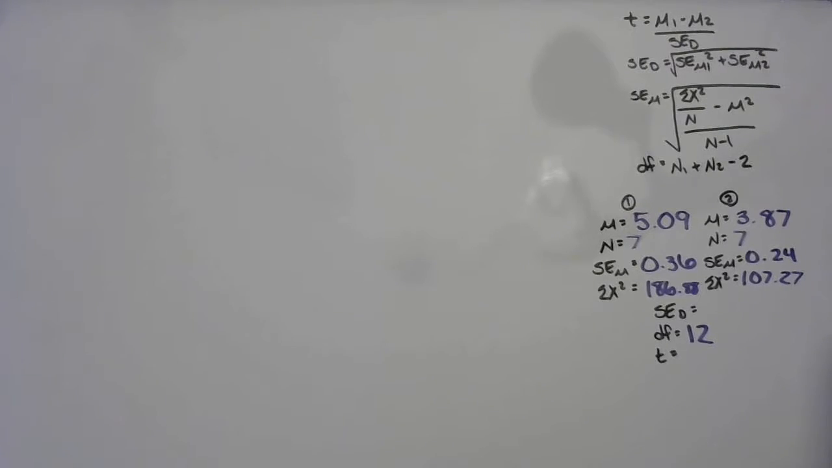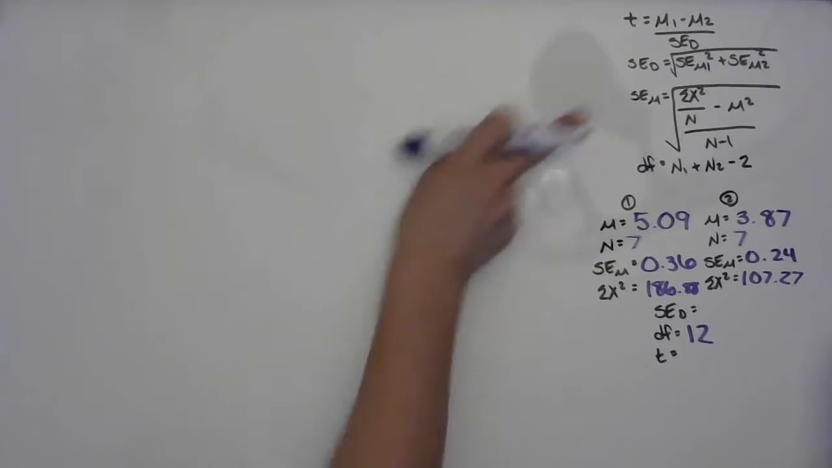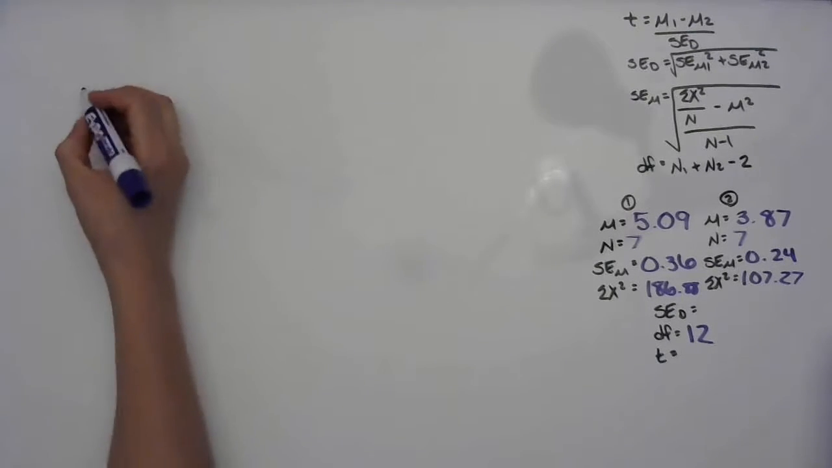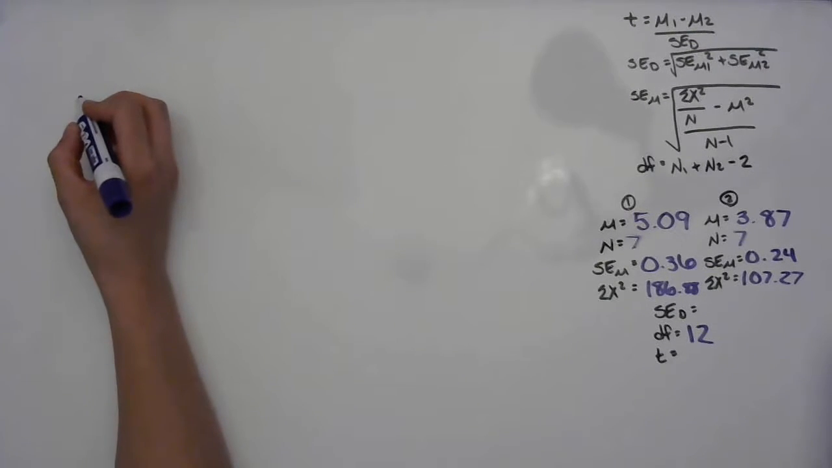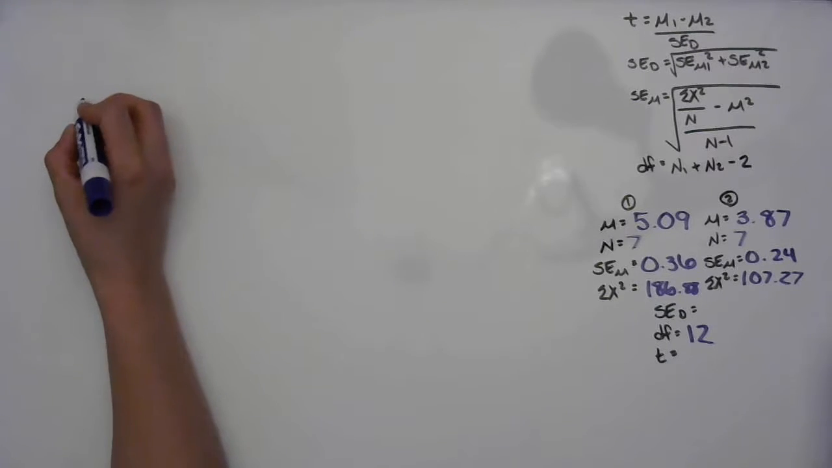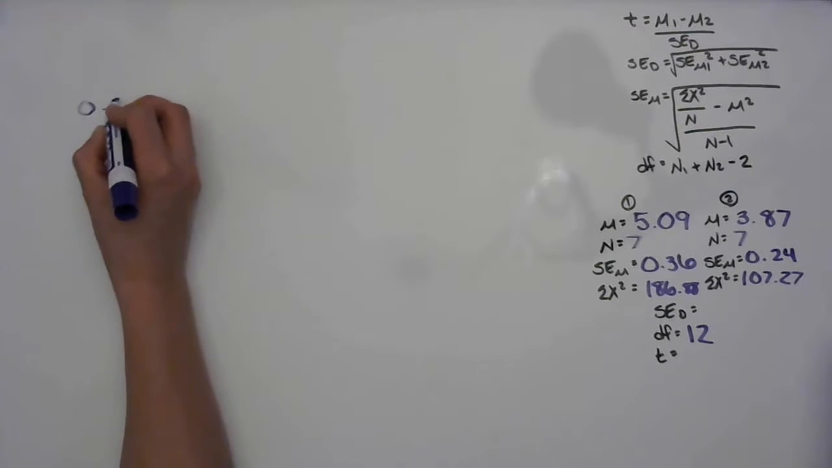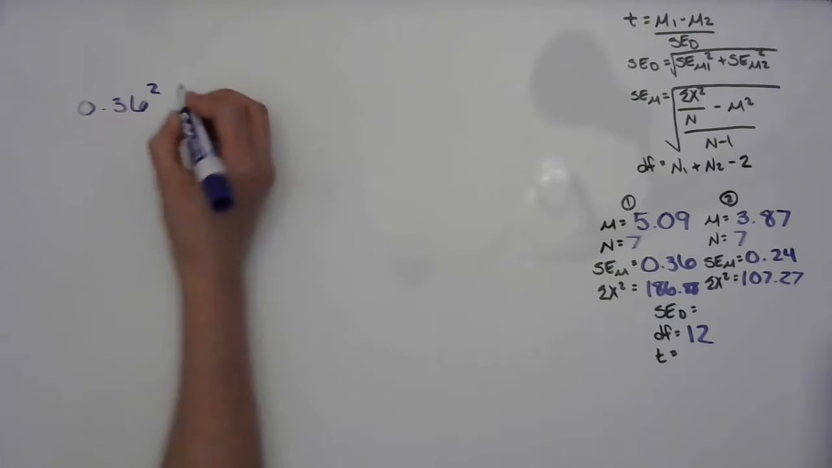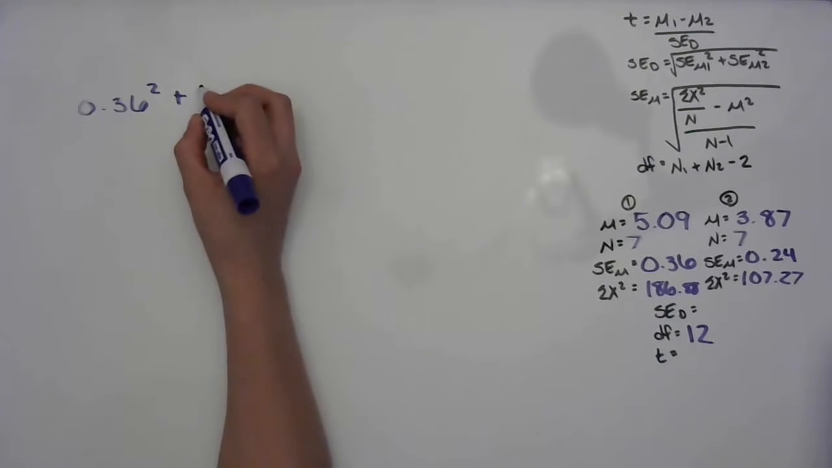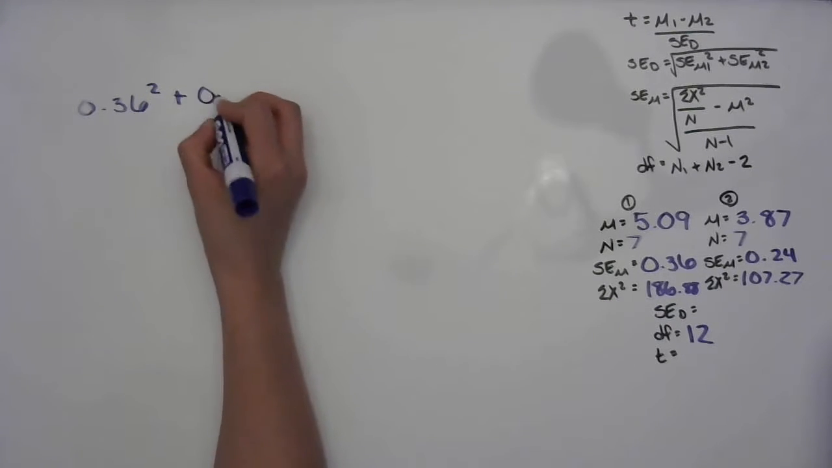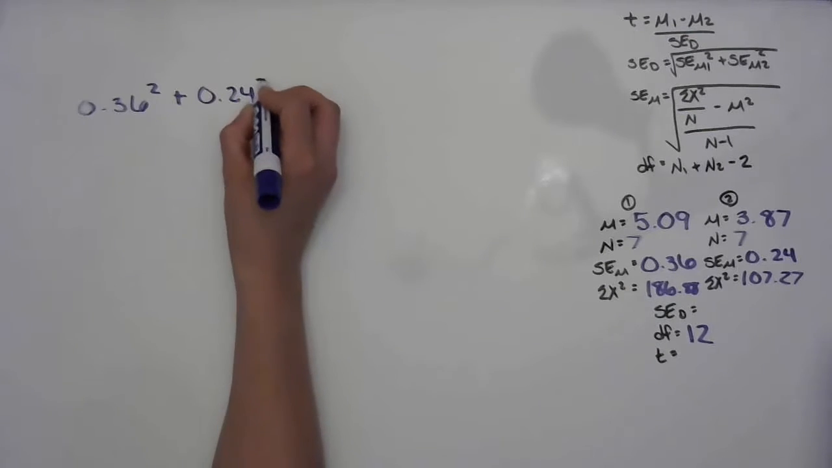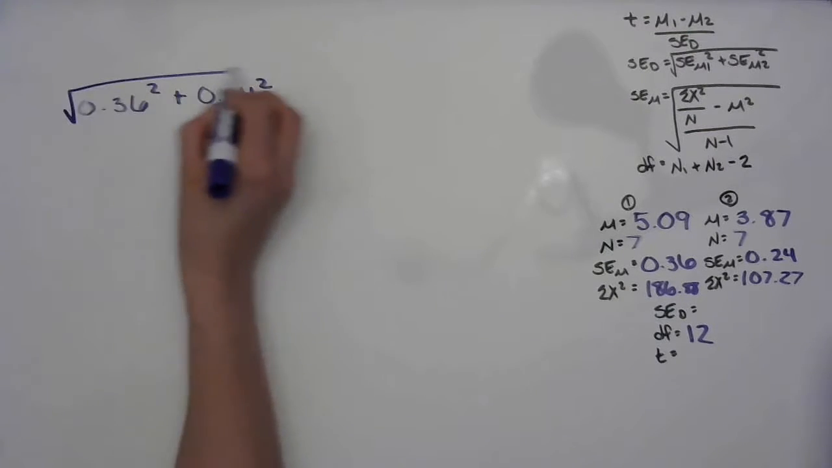Next, let's find our standard error of the difference and our t-value. Since we went ahead and found our standard error of the mean, we're just going to plug that into this formula here. So our standard error of the mean for group 1 is 0.36. We're going to square that, plus the standard error of the mean for group 2, which is 0.24, and we're going to square that as well.